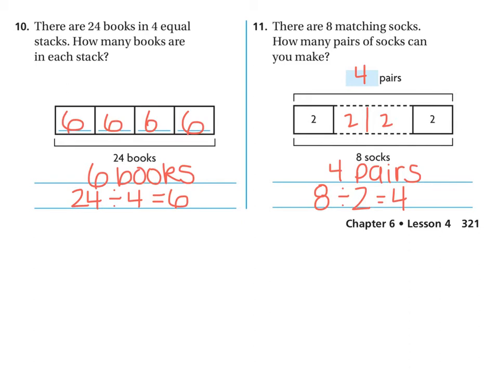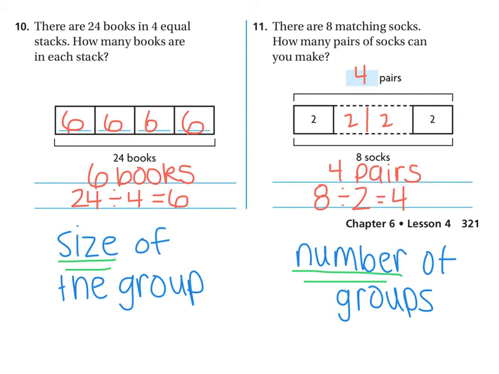So if we really pay attention to numbers 10 and number 11, these are the 2 types of problems we were working with last week. In number 10, we needed to find the size of each group. We knew that there were 24 books total. We knew that there were 4 equal groups, but we didn't know how many books would be in those groups. So for number 10, we partitioned to find the size of each group.